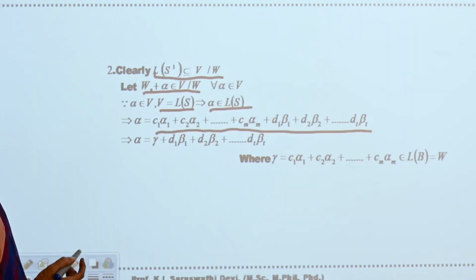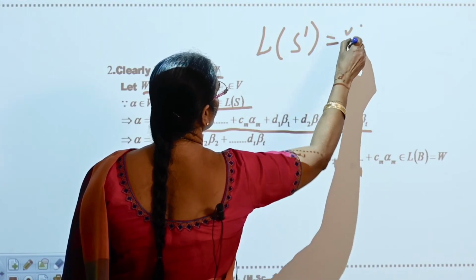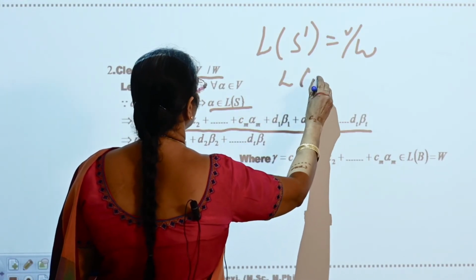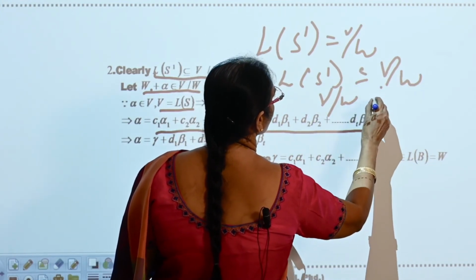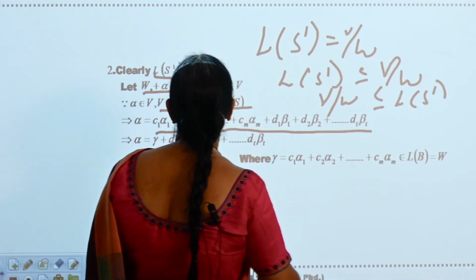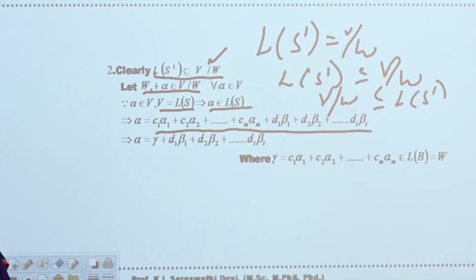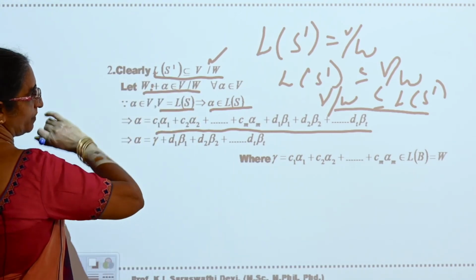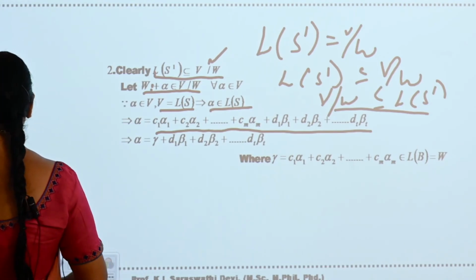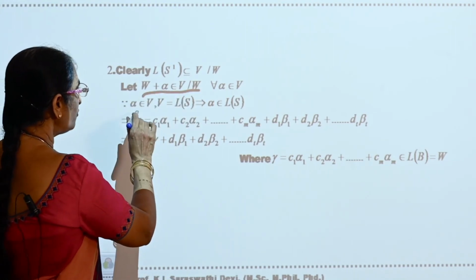Now, we want to show that L of S dash is equal to V by W. In order to show that, you have to prove L of S dash is a subset of V by W, and V by W is a subset of L of S dash. Now, L of S dash is a subset of V by W, already it is clear, it is obvious. Now, we will show that V by W is a subset of L of S dash. In order to show that, consider W plus alpha in V by W for every alpha belonging to V. Now, you have taken W plus alpha in V by W. Now, alpha belongs to V.